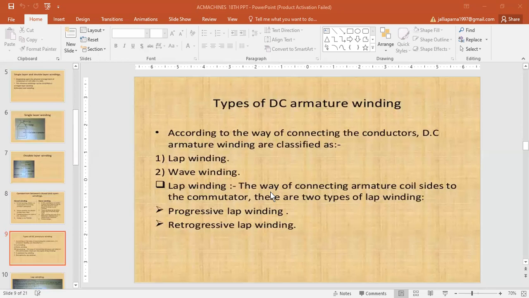Both front and back pitches for lap and wave windings are shown. The resultant pitch is the distance between the beginning of one coil and the beginning of the next coil to which it is connected.